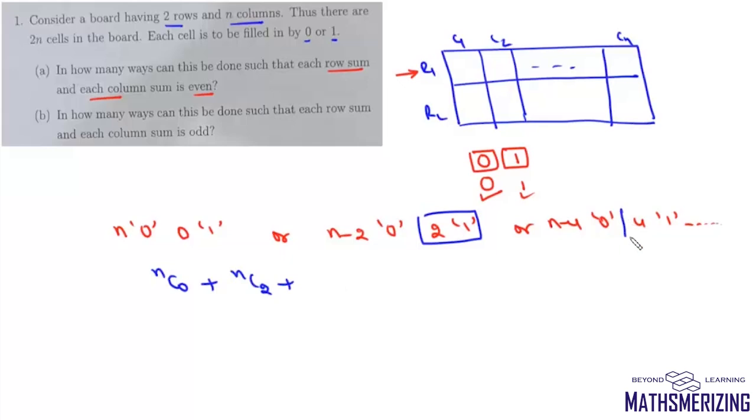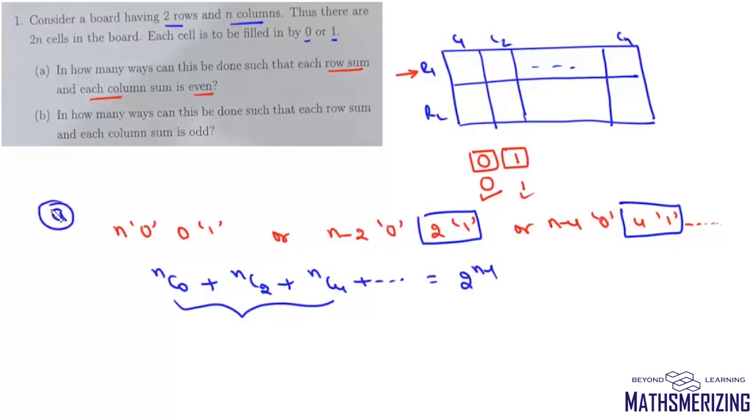Now for the next one, we need to choose any 4. So it will be nC4, and we'll continue. Now this is nothing but a binomial series nC0 plus nC2 plus nC4, that is when all the subscripts take even values, and this is nothing but 2 to the power of n minus 1. So the answer to this first question, the total number of ways in which they can be filled so that each row sum and each column sum is even, is 2 to the power of n minus 1. Now in the second part it says, in how many ways can this be done if each row sum and each column sum is odd?